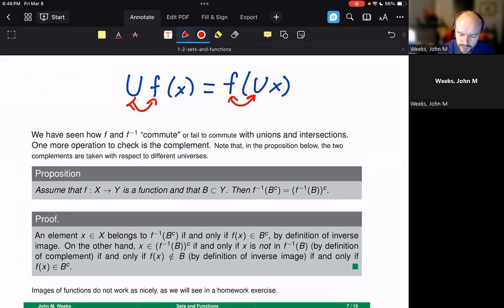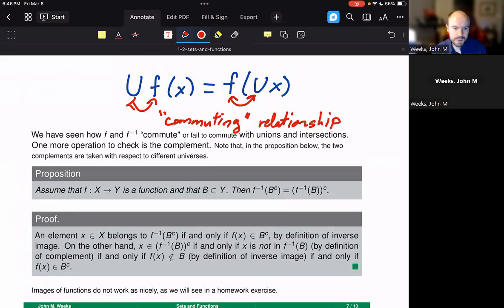Noticing that I'm switching the order, this is a commuting relationship, in a similar way to how I might have a commutative property for addition or multiplication for real numbers. One more operation that we want to check here, and I'm going to leave some parts of this to you, is the complement for sets.